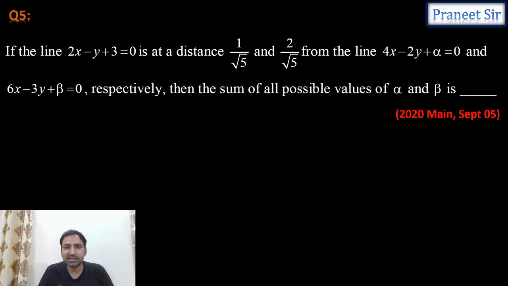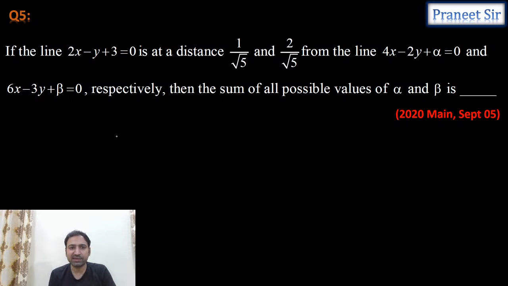If the line is at a distance 1 by root 5 and 2 by root 5 from these two lines respectively, these two lines are parallel, guys. Given lines are parallel, then the sum of all possible values of alpha and beta. So guys, start doing this question. I will help you out with how to do this question.